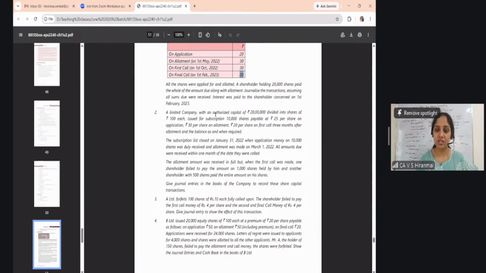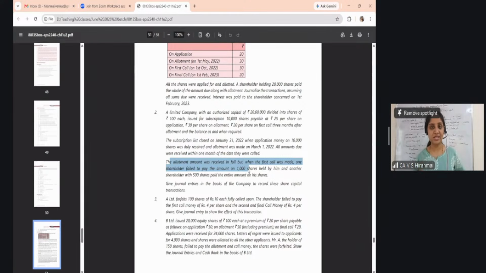A Limited with an authorized capital divided into so much. When the application money for 10,000 shares was duly given, it issued 10,000 and received 10,000, all the amounts. Allotment money, when the first call money was paid, 1,000 shares were not paid, and another shareholder of 500 shares paid the entire amount. So this is similar to your illustration number 9, where calls in arrears and calls in advance are both there. You will ask me, Madam, should I compute the interest simultaneously? If you have dates given, or if the number of months is given, you can compute.